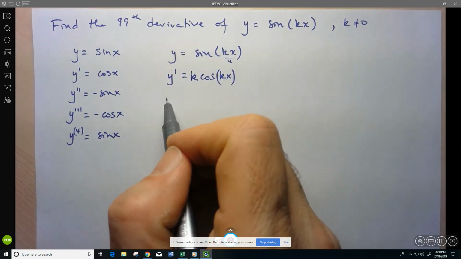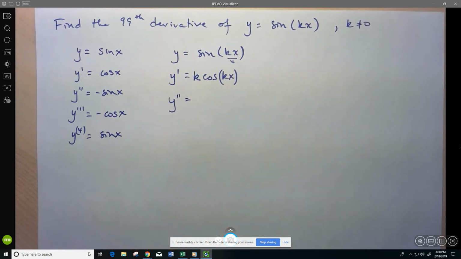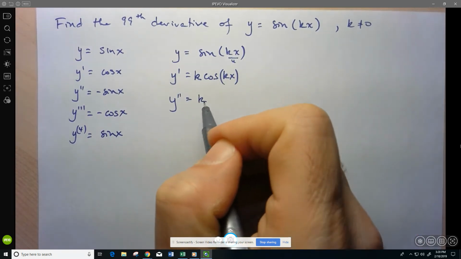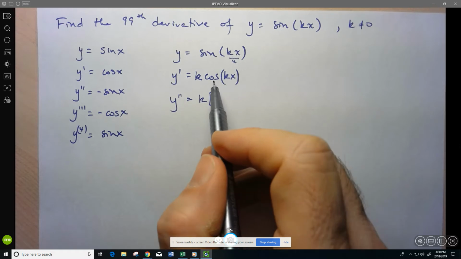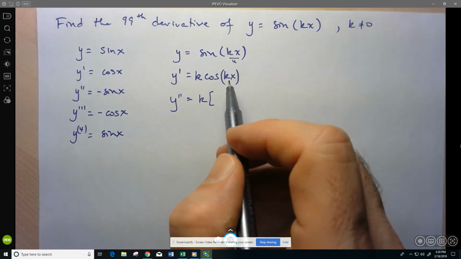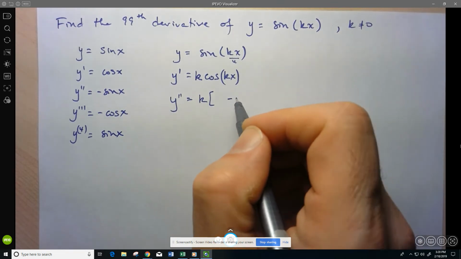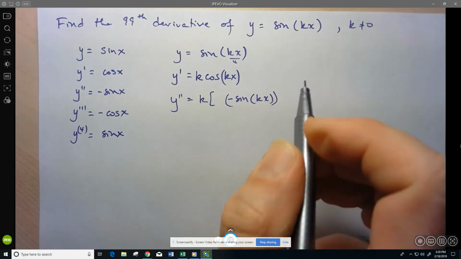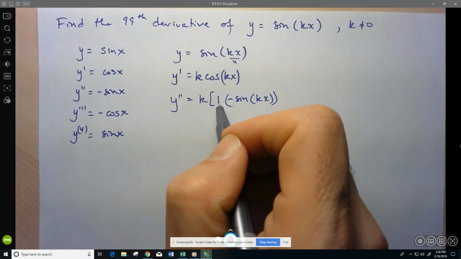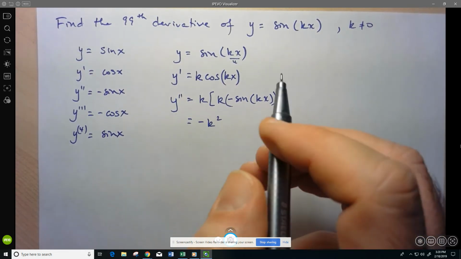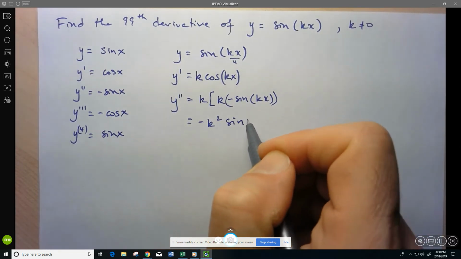Okay, so let's continue. Take the second derivative. Sorry about that. So k is just a constant. So when I take the derivative of kx, cos of kx, I'm going to see something similar happen. Okay, derivative of cos is negative sine, so I'm going to have negative sine of kx, all times the derivative of kx, which is equal to, again, just k. So what are we left with? We're left with negative k squared times sine of kx.